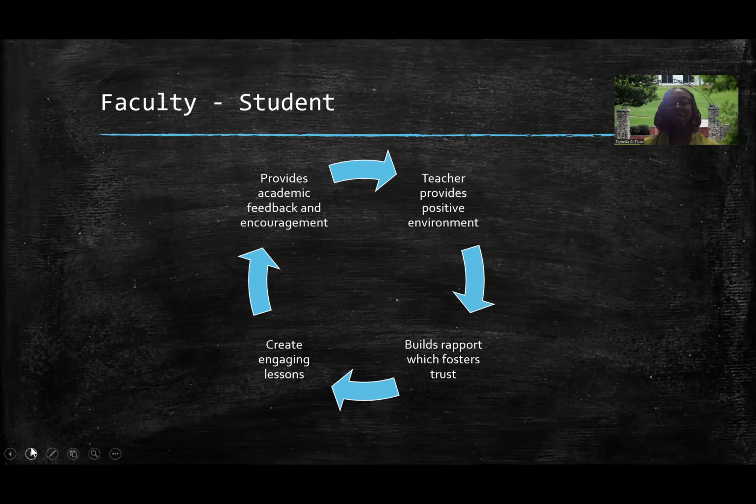Students want to be engaged. Lessons need to be interactive. They should be topics or things that are of interest to the students that help them remain engaged in the student learning process. And of course, providing academic feedback and encouragement allows the student to remain motivated, especially if they're having any type of academic difficulties.